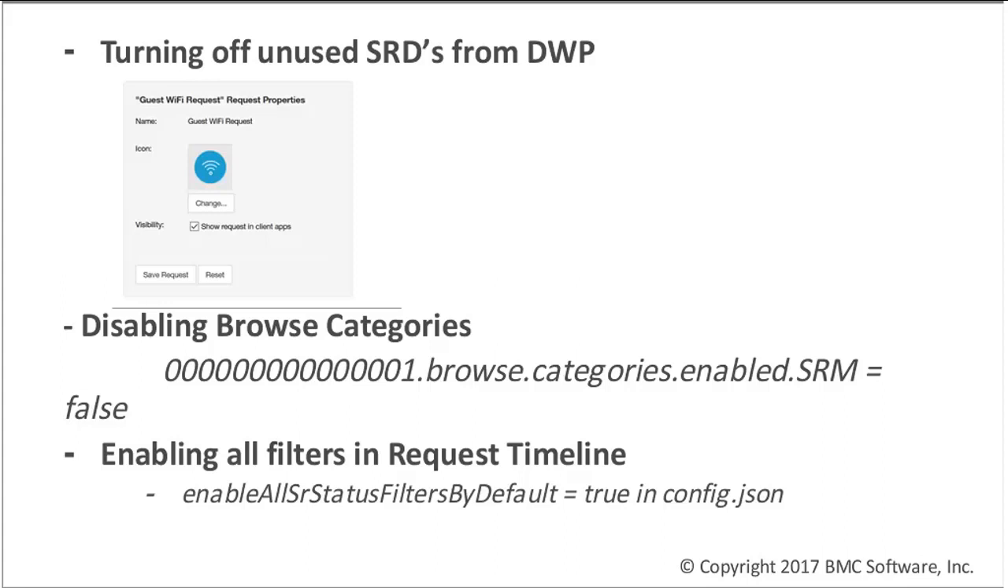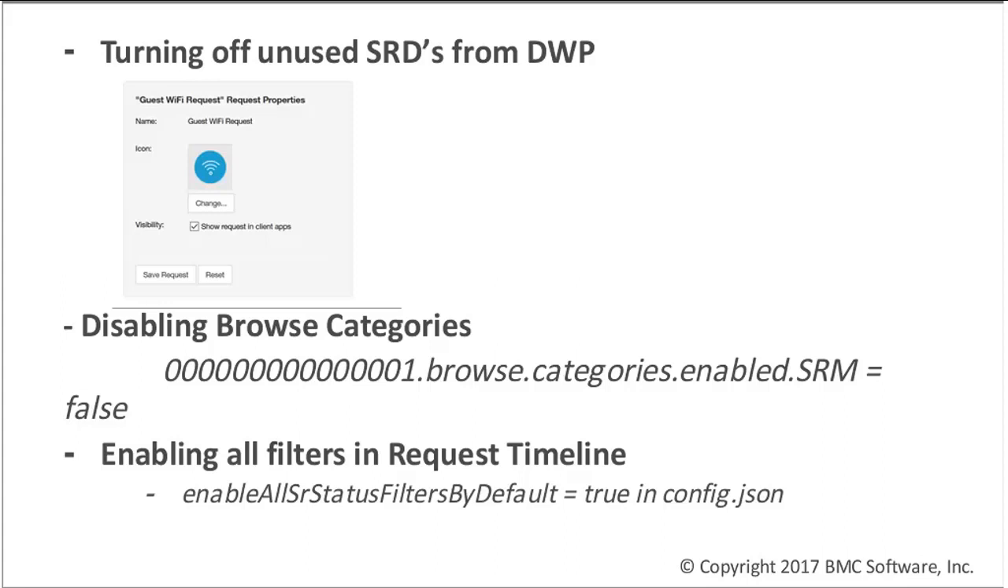So the average request that they have in their timeline at any given point is, let's say, less than 10. In those kinds of cases, the timeline view of Digital Workplace, by default, shows the requests that are in progress, and then you have to use the filter option to select different statuses like completed, closed, and canceled and so forth to view the old requests.